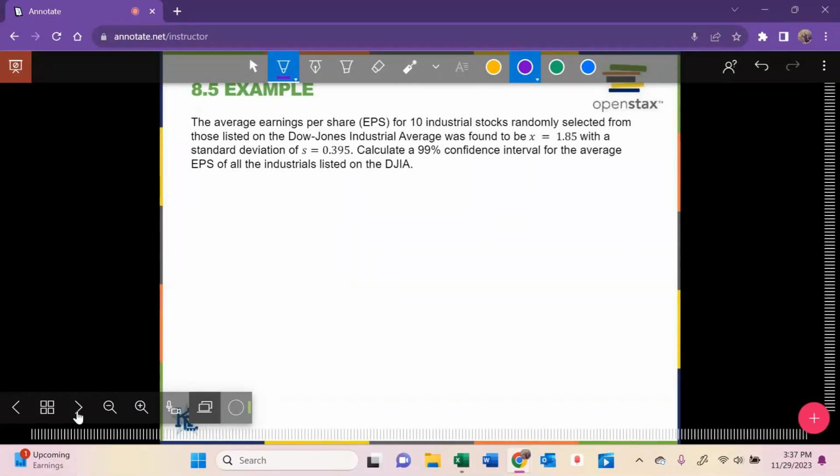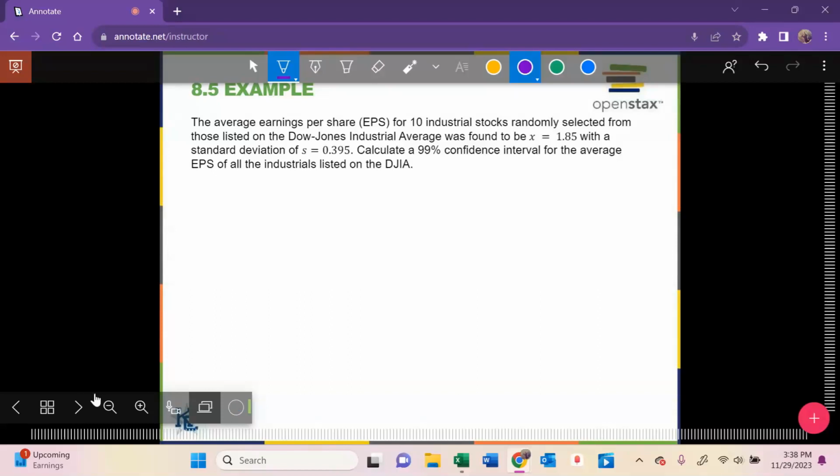So let's take a look at this. The average earning per share for 10 industrial stocks randomly selected from those listed on the Dow Jones Industrial Average was found to be x̄ equals 1.85 with a standard deviation of s equals 0.395. So it's important to realize here that this is in the case where you do not know your population standard deviation. You are using your sample standard deviation here because you have s equals. And we want to calculate a 99% confidence interval for the average EPS of all industrials listed on the DJIA.